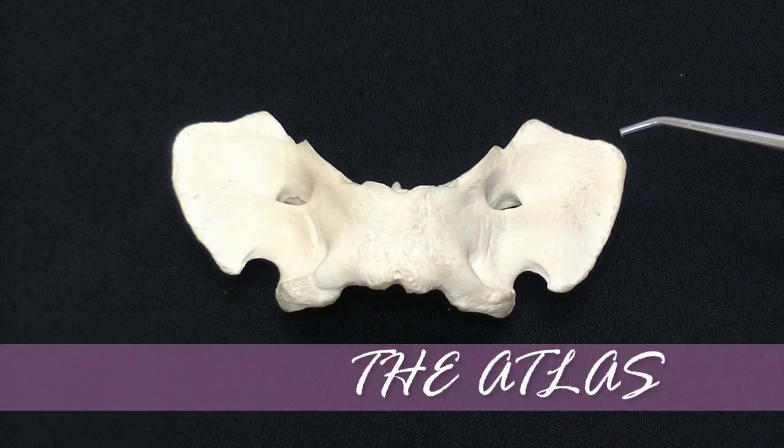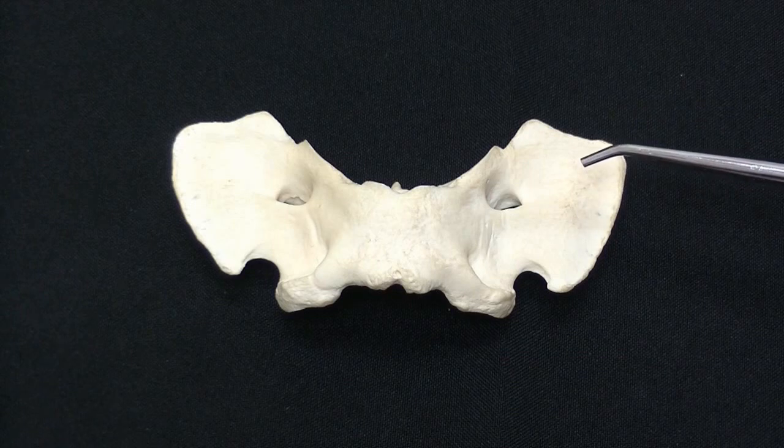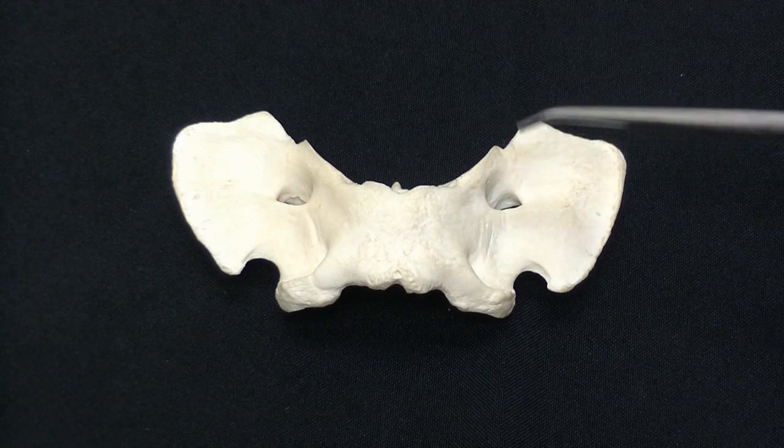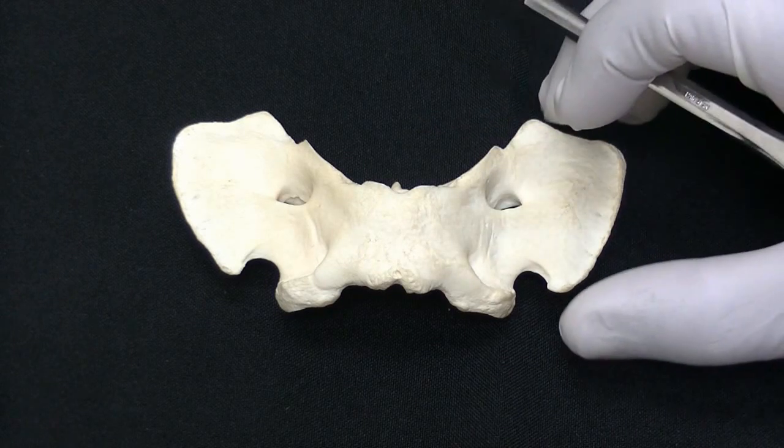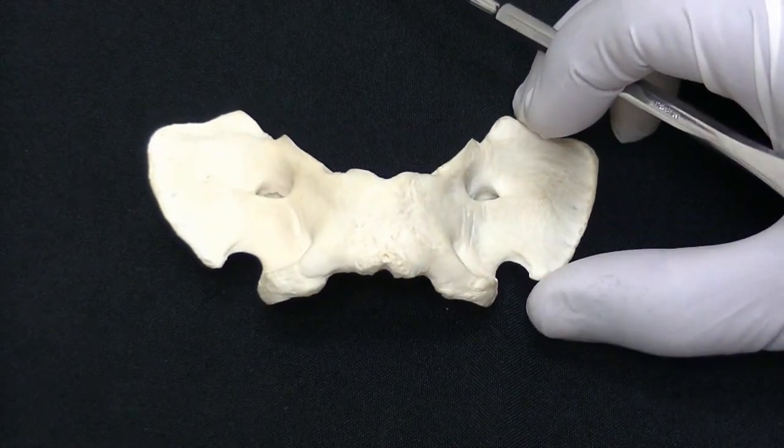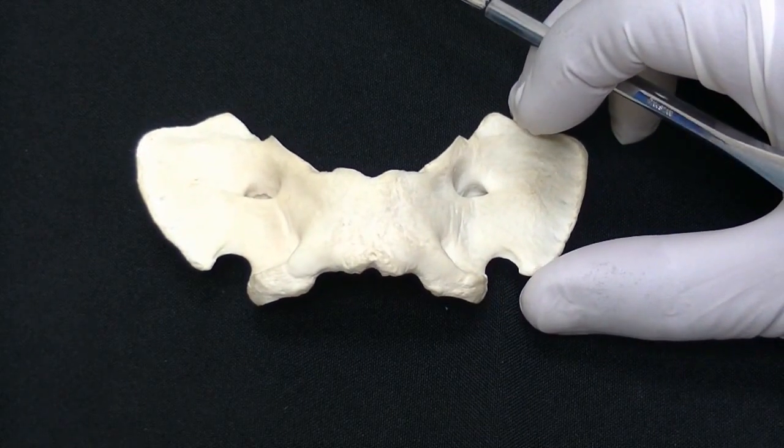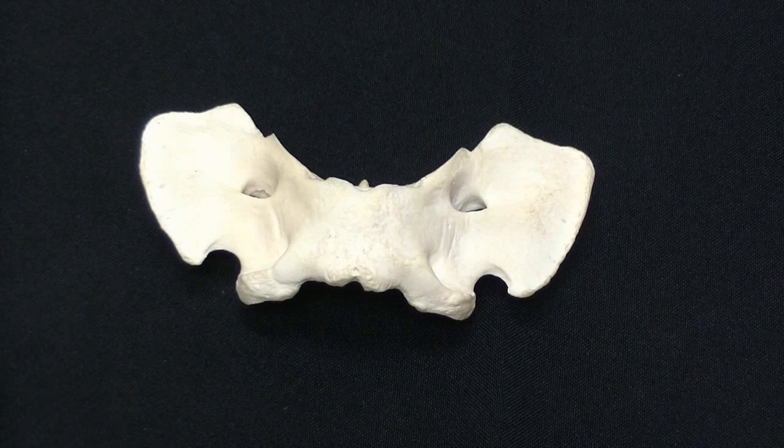In this demonstration, we are going to look at cervical vertebrae. Now here we are looking at the first cervical vertebra, which is called atlas. This cervical vertebra is a key point where the skull is articulated with the rest of the vertebral column.